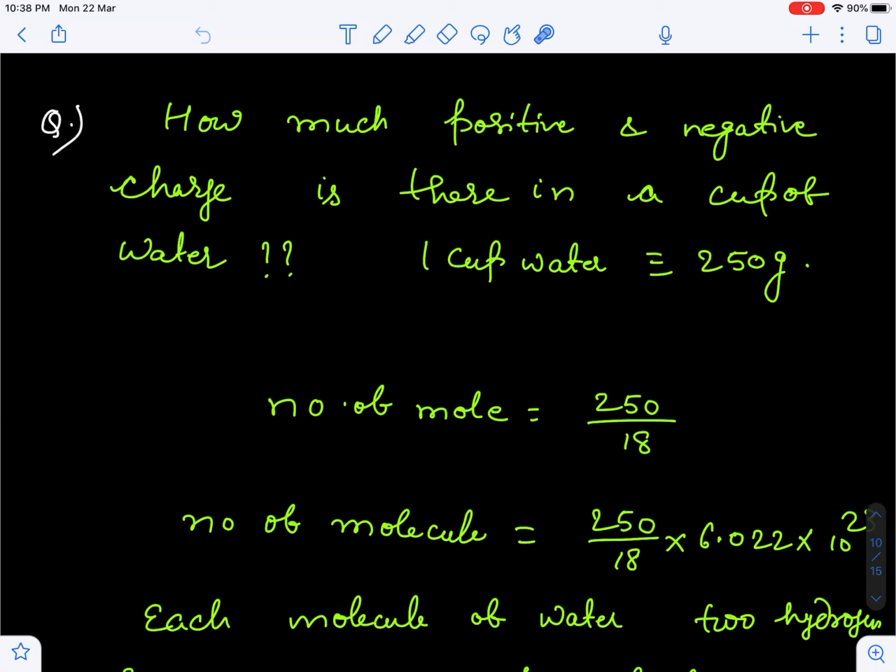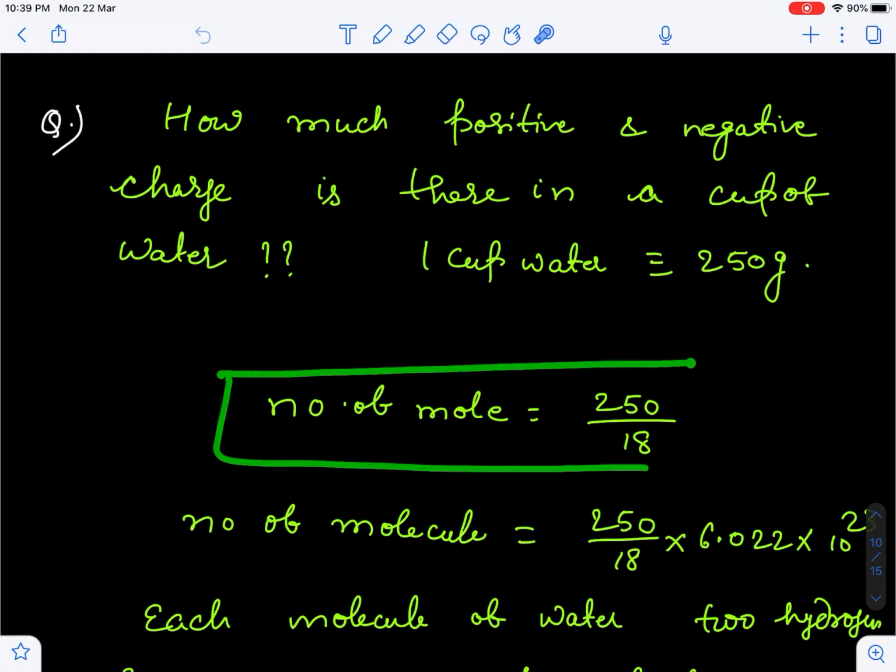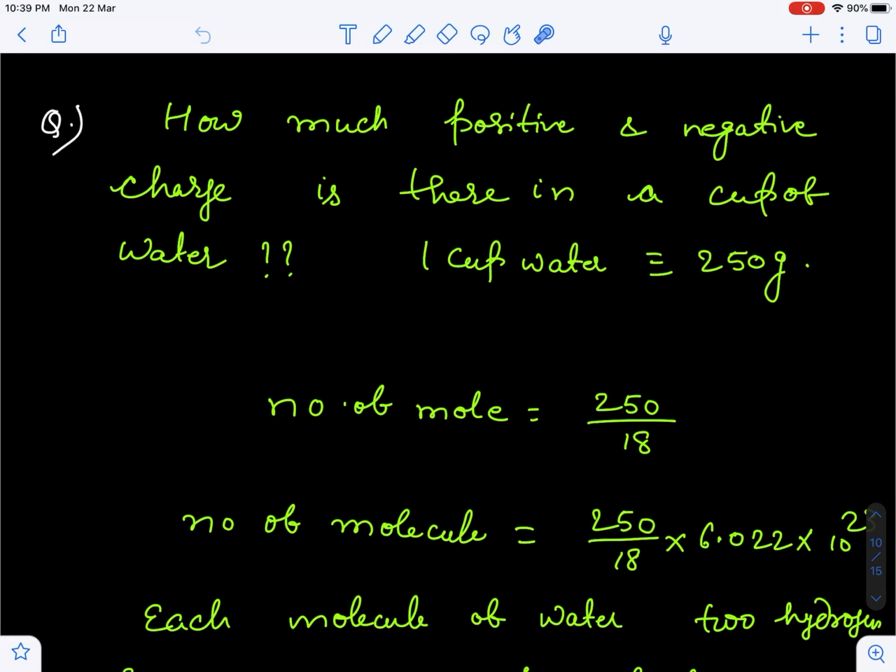So first of all, we have to convert this 250 gram into number of moles, and you all know what number of moles is. Number of moles is equal to mass divided by molecular mass. Here the mass is 250 and the molecular mass is actually 18 gram. Molecular mass expressed in grams, so the 10 to power minus 3 on both sides will cancel out each other, so I have not written that. Number of moles, directly you can write 250 divided by 18.